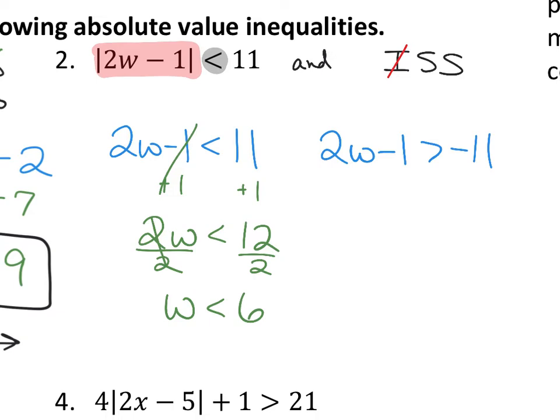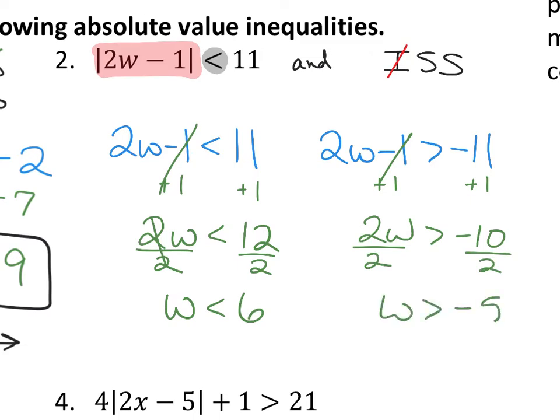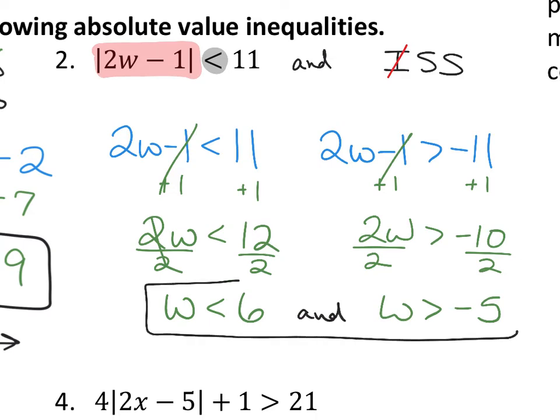All right, so if we would repeat these steps, this would be plus 1 on both sides. This time I'd end up with 2w greater than negative 10. Still divide by 2. Nice. Negative 10 divided by 2 is negative 5. Now, what's the word you should have put in between these two things? And. There we go. That's how we would answer this, specifically with the word and in the middle.